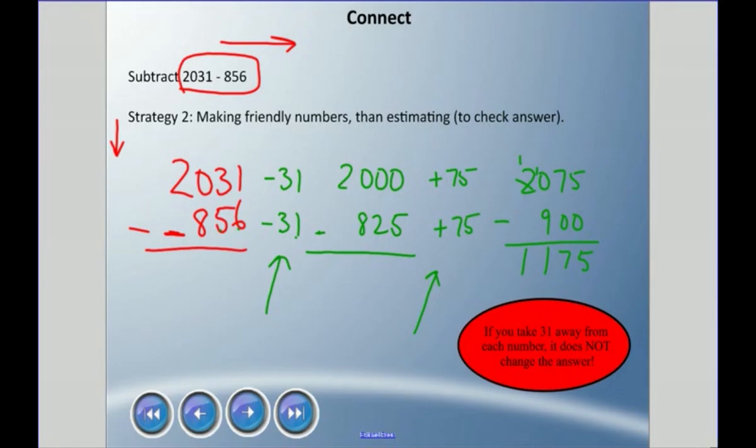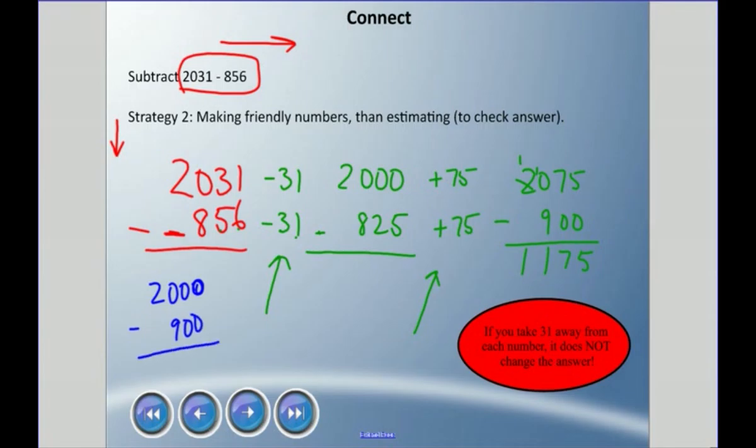Now, we should probably estimate to check our answer. Let's use a different color. 2,031 is about 2,000. And let's say 856, that's pretty close to 900.